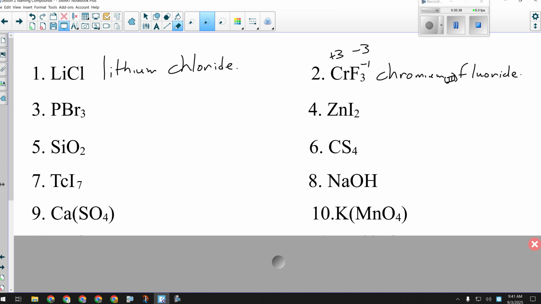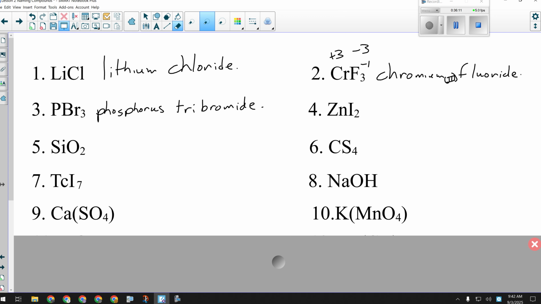Number 3, ionic or molecular? That one's molecular. Phosphorus and bromine are both on the right side of the staircase. Do I need a prefix on phosphorus for this one? No. So we have phosphorus. Do I need a prefix on bromine? Which one? Okay, phosphorus tribromide.